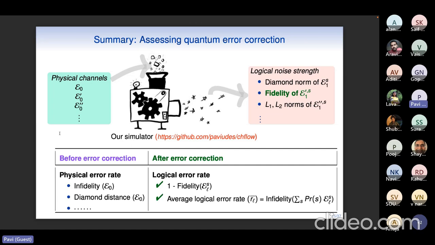So now, before error correction, we had our physical channels, for which there are several figures of merit, like the physical error rate, the infidelity or 1-minus fidelity, or the diamond distance, and so on. After error correction, we have our effective channel, and the effective channel is also a quantum channel, so we can study any figures of merit on that effective channel, and that quantifies the error on the logical information. So now we have the same kind of metrics like diamond norm, we have fidelity, L1, L2 norms, and because we want to consider some metric that we can also possibly measure at the logical level, for this talk we'll take the fidelity of the logical channel to represent the logical error rate.